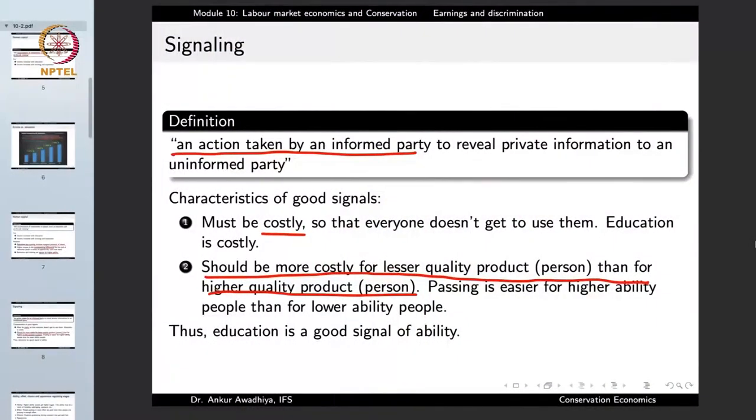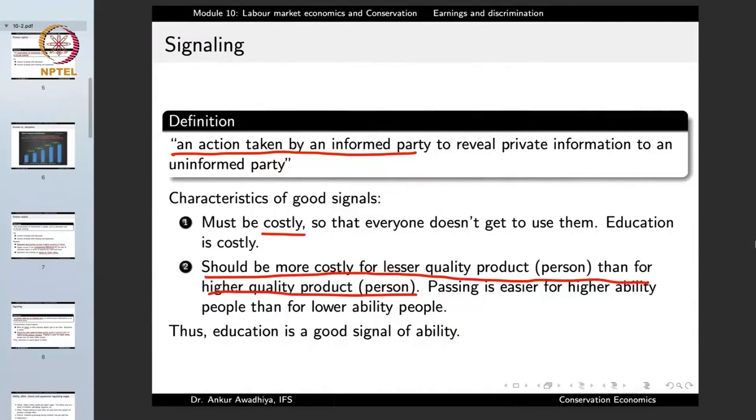So in this case, there is a difference that exists between a person with a higher quality or ability and a person with a lower quality or ability. This is another characteristic of a good signal. It should be more costly for a less quality person or product than for a higher quality product or person. Whereas if you wanted to use listening to a song by Kishore Kumar or Jagjit Singh as a signal, there is no difference between the cost for a higher quality or a lower quality person. A person with a higher ability will find listening to these songs equally easy or difficult as a person with a lower quality. So it does not work as a signal. Signaling should be costly, and this cost should be different for people with different abilities.